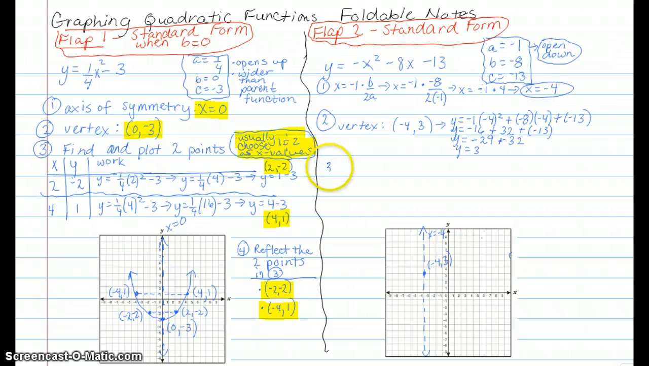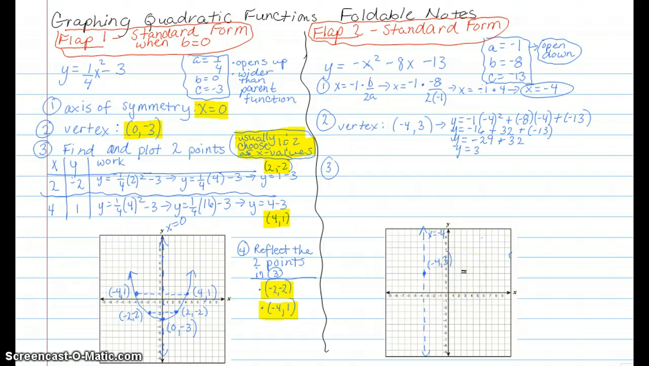Now, step number 3 is going to be to find 2 other points. Now, again, we want to use points that are simple. We may be able to use 0 and 1. We're just going to have to see.